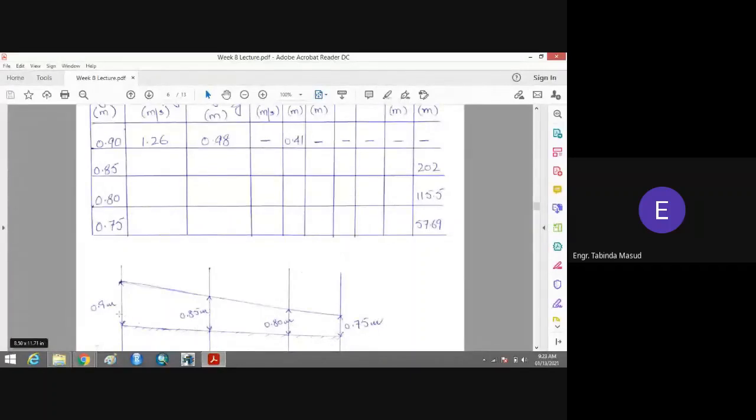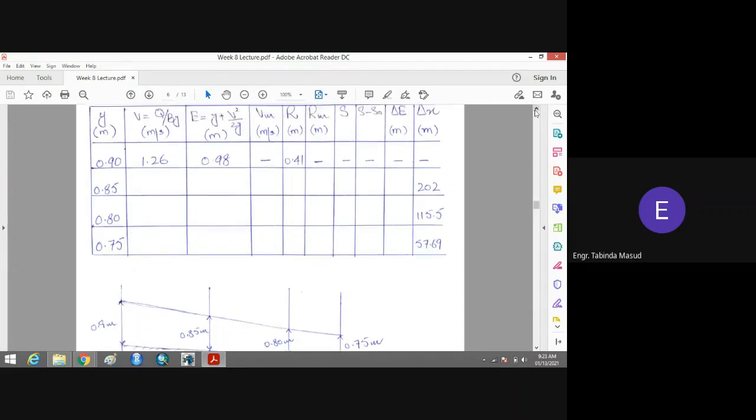And I will check what is the distance between each two depths of the flow. What is the distance between these two? What is the distance between these two depths of the flow? And what is the distance between these two depths of the flow? So how do I have to solve this numerical problem, or how do I have to fill this table? You can see that here we have the depth of the flow, velocity, specific energy, mean velocity, hydraulic radius, mean hydraulic radius, slope of the energy line, S minus S naught, delta E, and delta X. So we have to find this value, that is delta X.